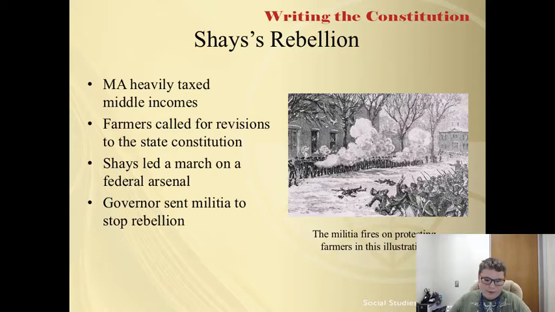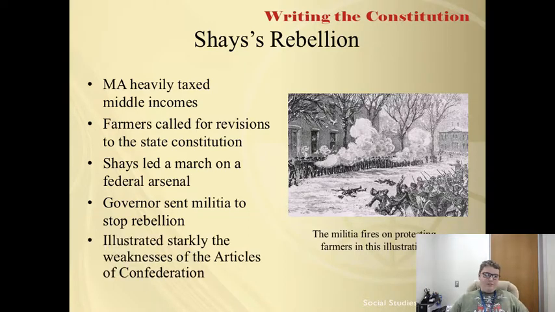In regards to forming a new government, many leaders of the independence movement saw in stark terms that something had to be done to strengthen the Articles of Confederation.